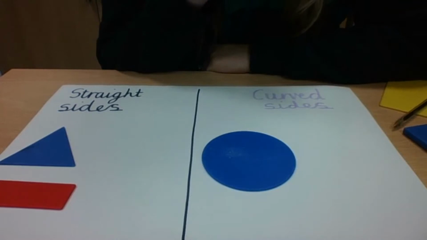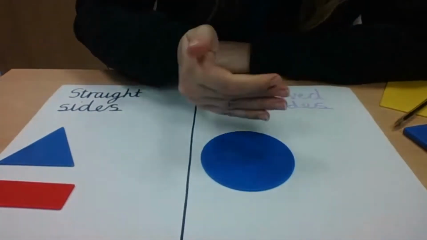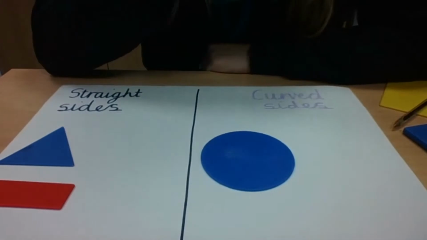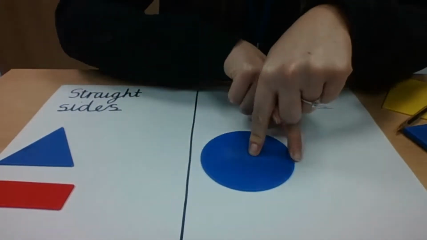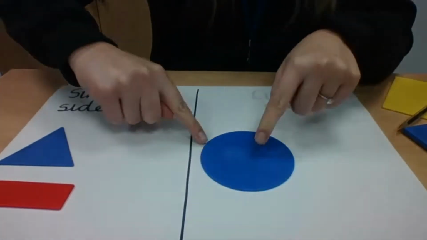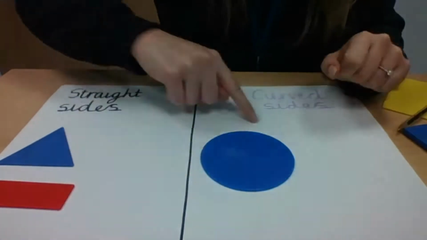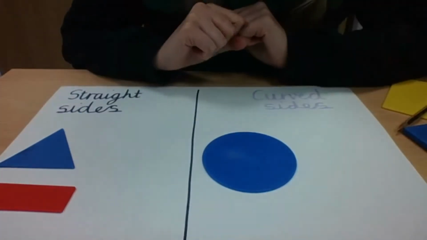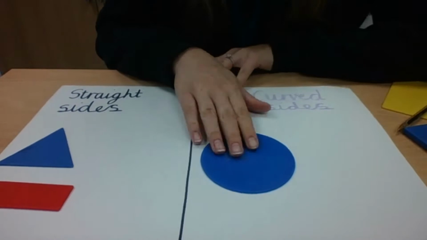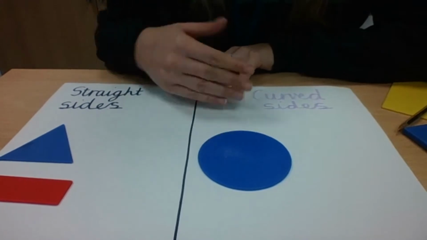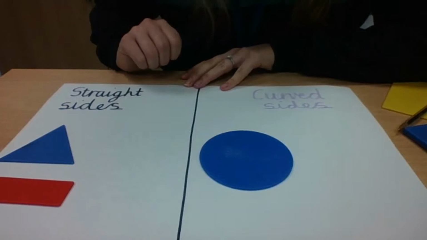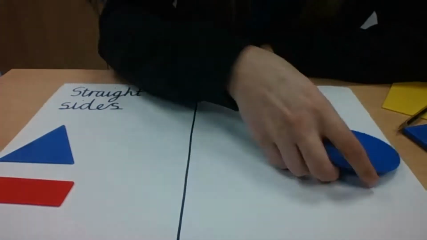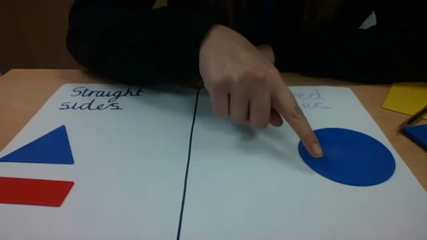No, there are no corners that are stopping the sides. There are no corners, and I wonder how many sides does it have? Let's have a look. There is just one side that goes all the way around, and it does not stop because there are no corners. So does this circle have straight sides or a curved round side? It's got a curved side all the way around.